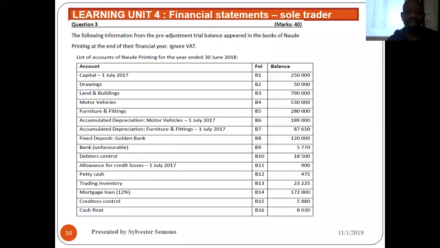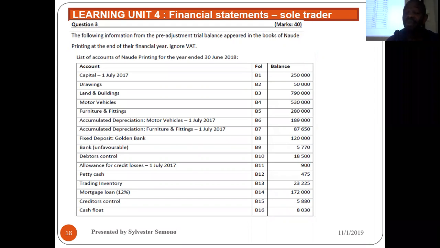Let's start with analyzing. Okay, firstly, we need to know who are we? Who are we? Next printing. And then this is the trial balance given to us.